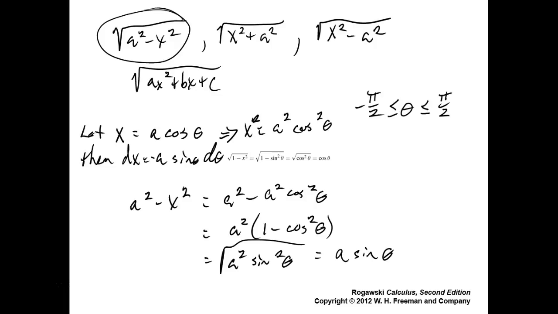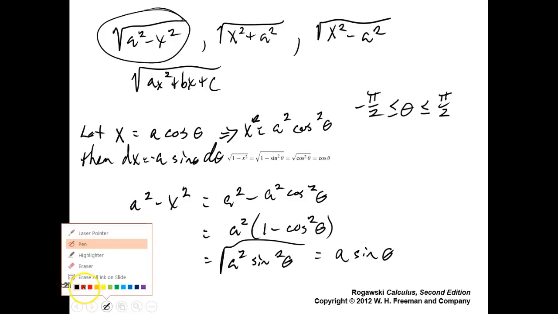So let's do example 1. So I'm going to clear the stuff off of here. All right. Evaluate this integral: 1 over the square root of 1 minus x squared dx. How would you begin?